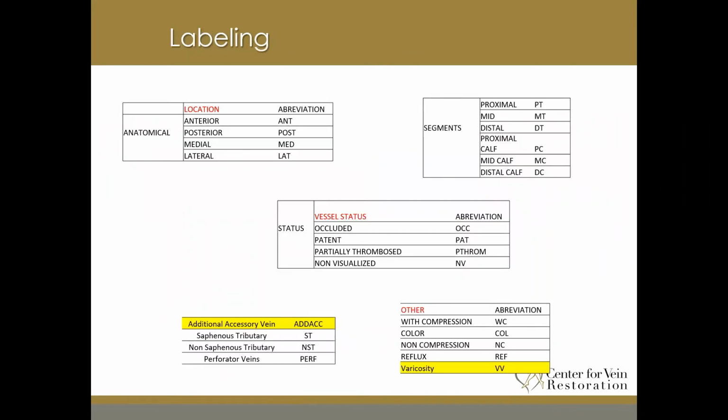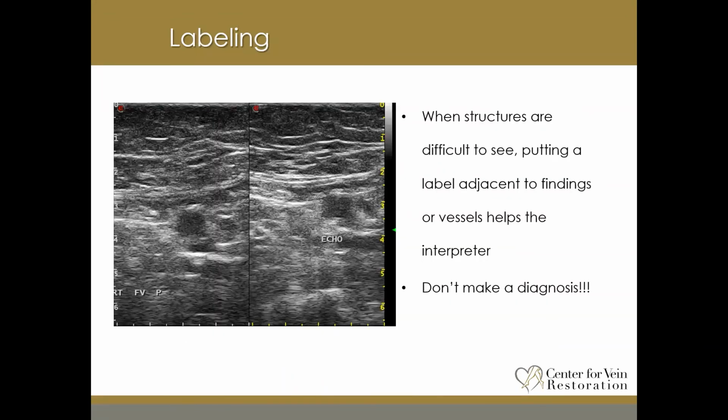Labeling is just critical to help give representation to the image that we are showing. Technologists should never type diagnosis on the screen. So if an image that's being demonstrated is truly of a DVT, technologists, we try and steer clear of diagnosing. That's the responsibility of the physician.